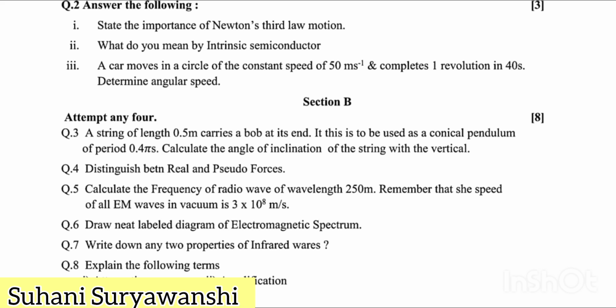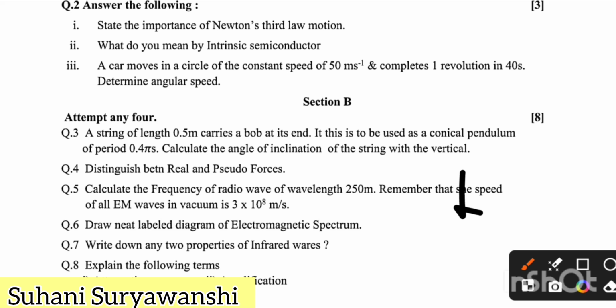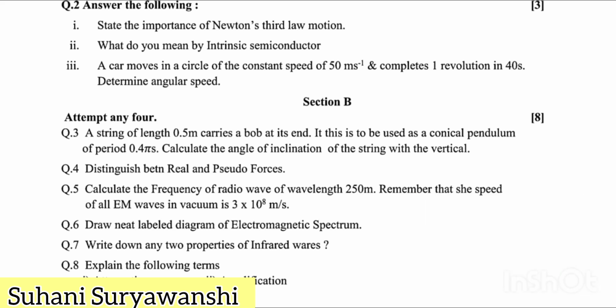Next is calculate the frequency of radio wave of wavelength 250 meter. Remember that, again the printing mistake, the speed of all EM waves in vacuum is 3 into 10 to the power 8 meter per second.